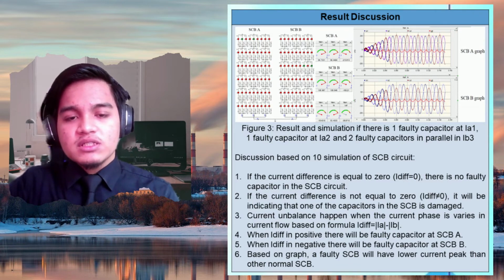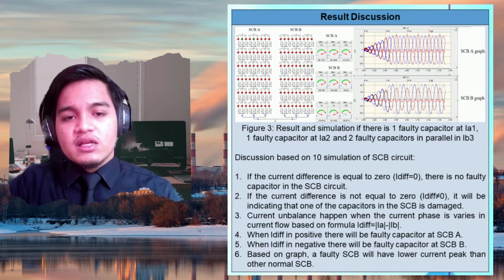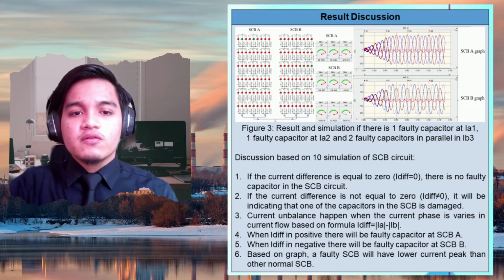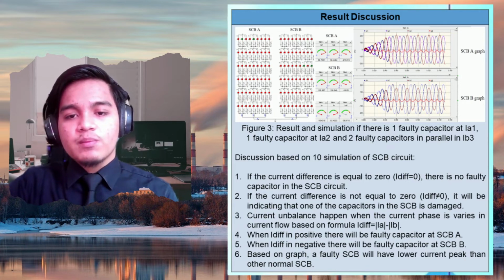When I difference is positive, there will be a faulty capacitor at SCB A. When I difference is negative, there will be a faulty capacitor at SCB B. And now, based on the graph, a faulty SCB will have a lower current peak than other normal SCBs.